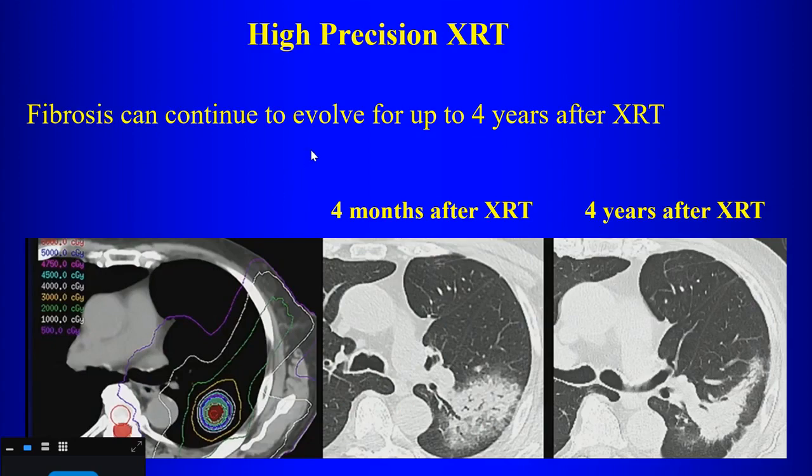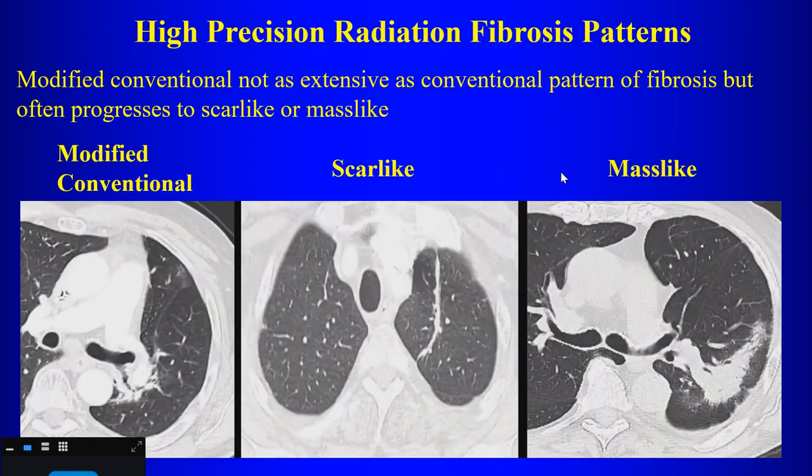The other thing that can happen is with this type of radiation, the fibrosis can continue to evolve for up to 4 years after radiation therapy. So here, 4 months after radiation therapy, you can see the radiation pneumonitis. 4 years after therapy, it can continue to evolve. So the scarring can continue to go on for more than a year. So between 1 year, 2 years, 3 years, and 4 years, there can be changes on your follow-up CT scans. Although the changes, it should not get larger. The abnormalities should get smaller over time.